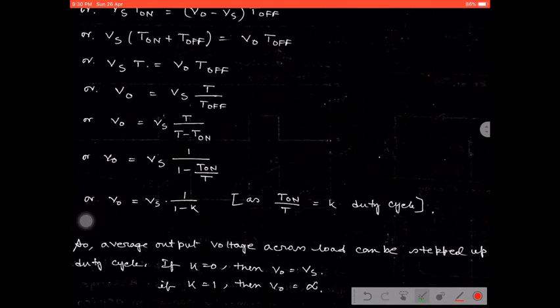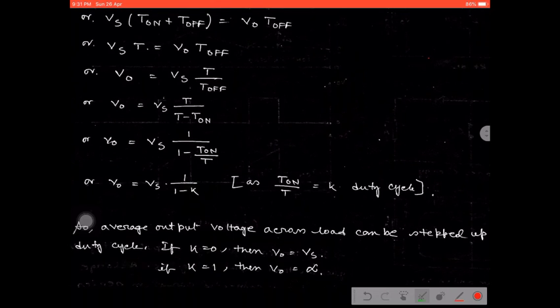The average output voltage across the load can be stepped up depending on the duty cycle. If K equals 0, then V0 equals Vs, the minimum value. If K equals 1, the maximum value, then V0 will be infinite, because K is part of the denominator. So by satisfying the condition K from 0 to 1, it provides voltage from Vs to infinite. That means it is a step up chopper. Okay, thank you.